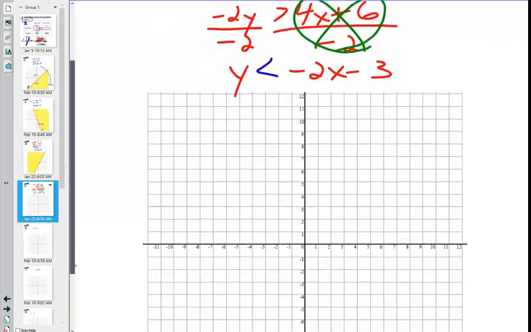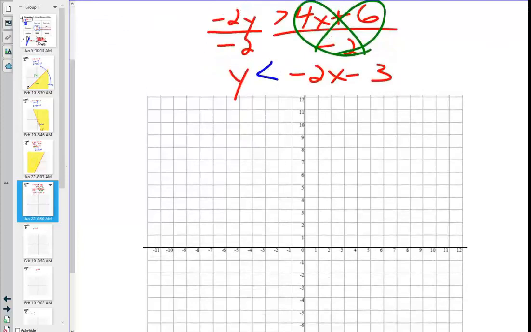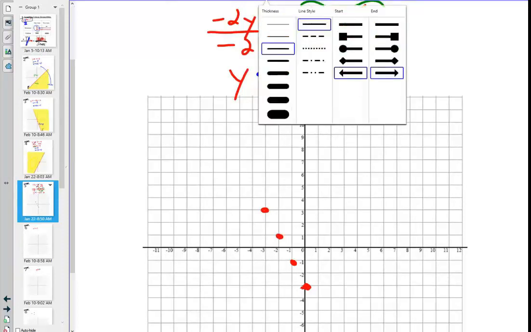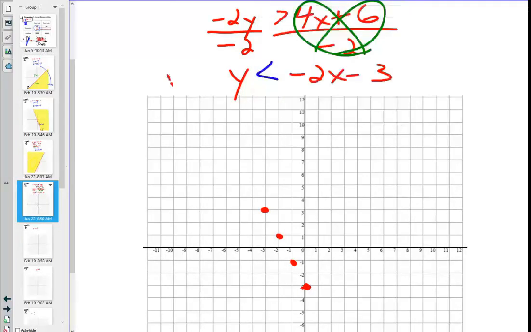We put a point on -3. Negative slope is going to be up 2, left 1, up 2, left 1, up 2, left 1. Well, all the lines are straight. But Hiram, is it going to be solid or broken? Solid. Do you see an or equal to line underneath the mouth?